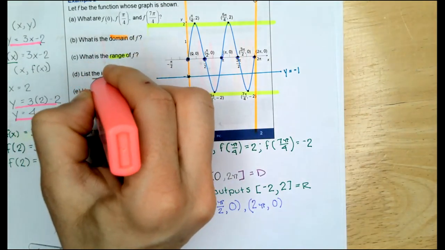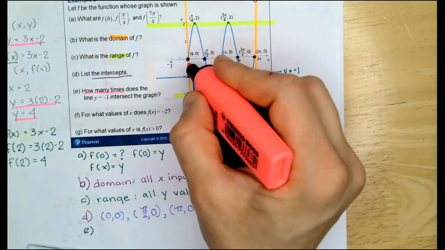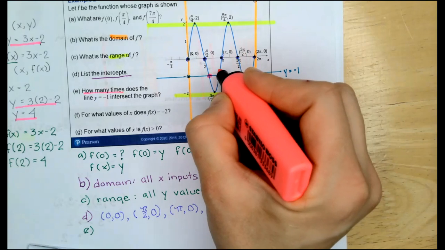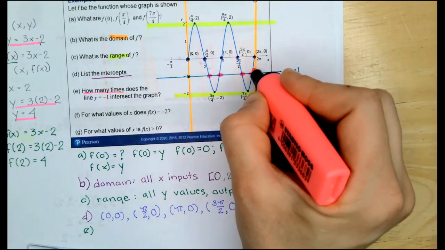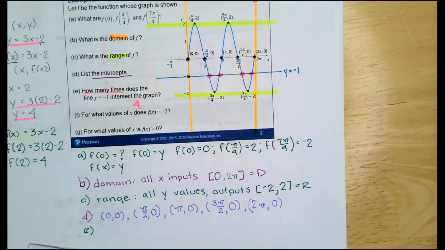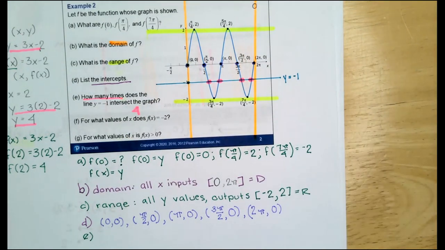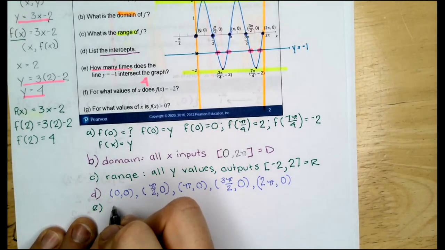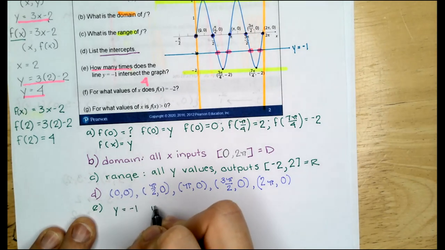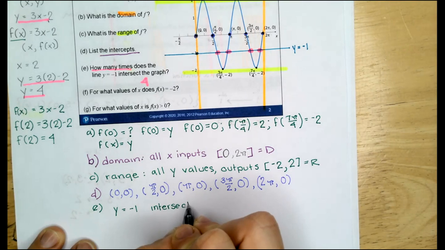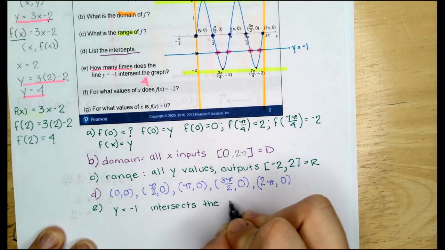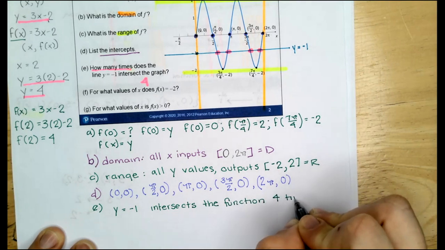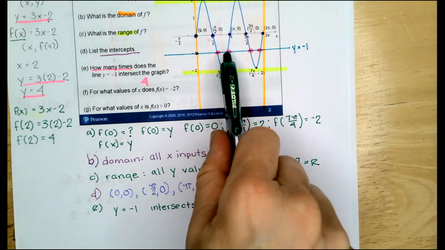Now it's just how many times will this intersect the graph? It's not intersecting the graph here. Here the graph is up here. It's intersecting the graph here 1 time, 2 times, 3 times, 4 times. So for E, the line y equals -1 intersects the function, or the graph, 4 times. 1, 2, 3, 4.